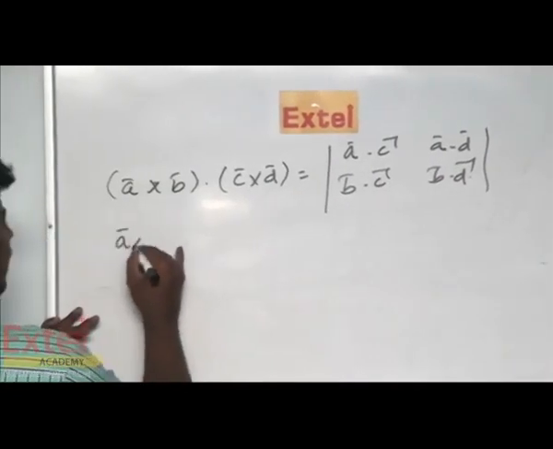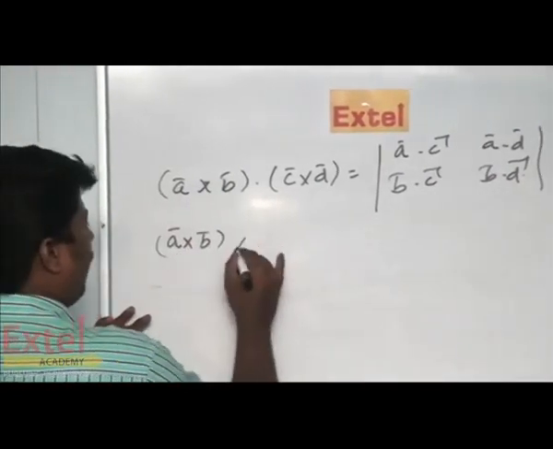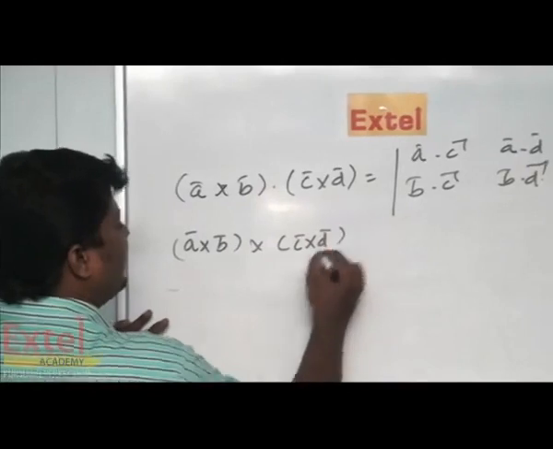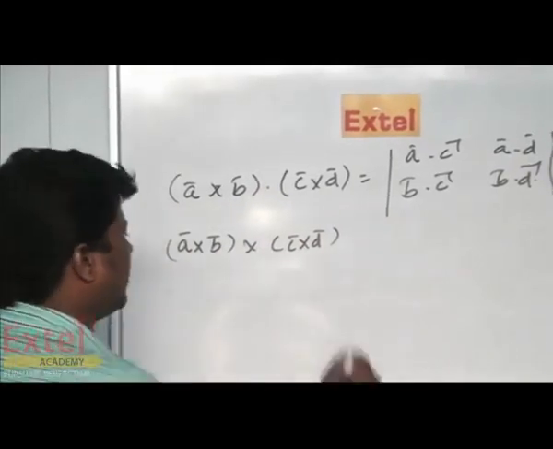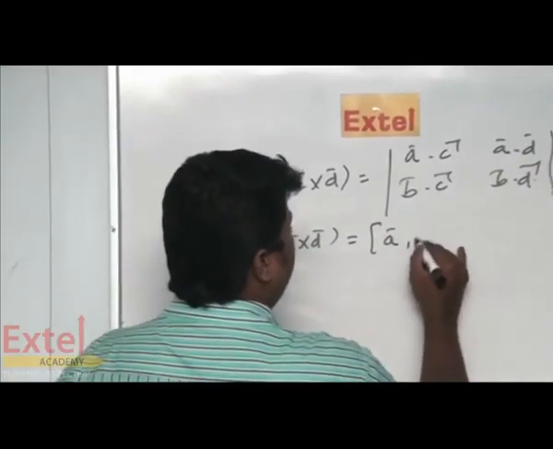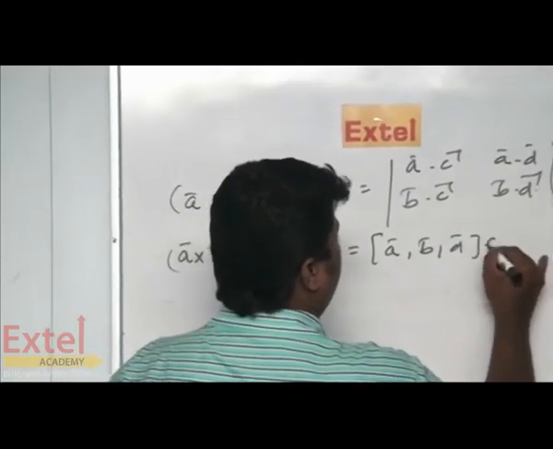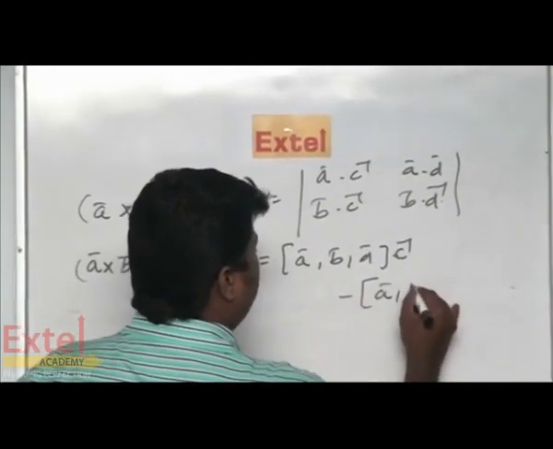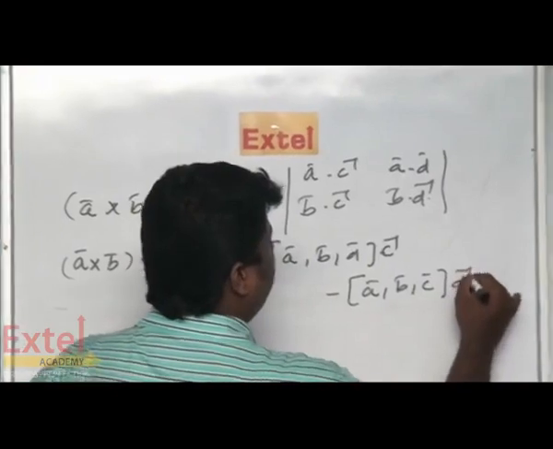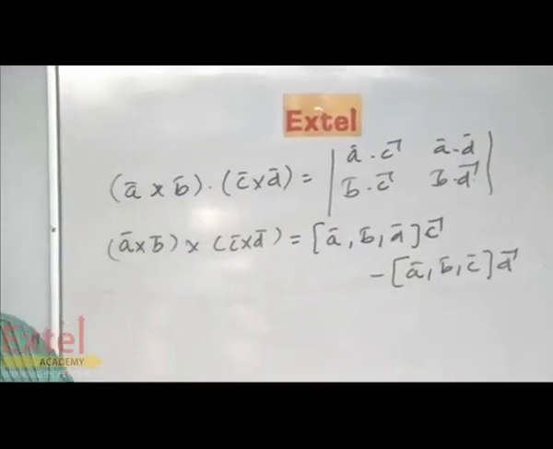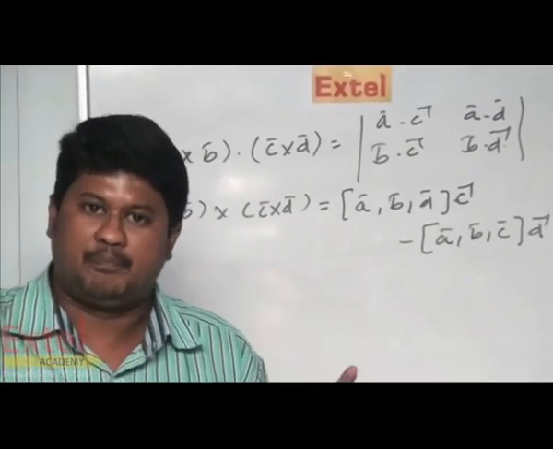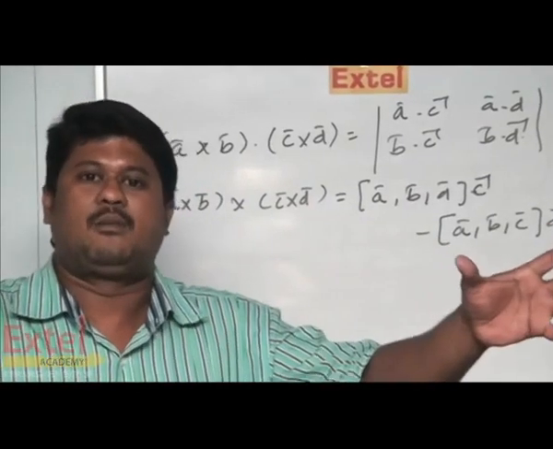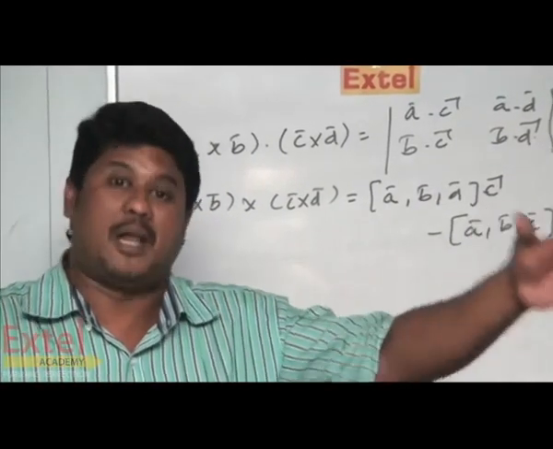Next one, a vector cross b vector cross c vector cross d vector, that is the vector product of four vectors. Then we can say a vector, b vector, d vector into c vector minus a vector, b vector, c vector into d vector. So this is the first part of your vector algebra. The next section we have is lines, straight lines and planes.